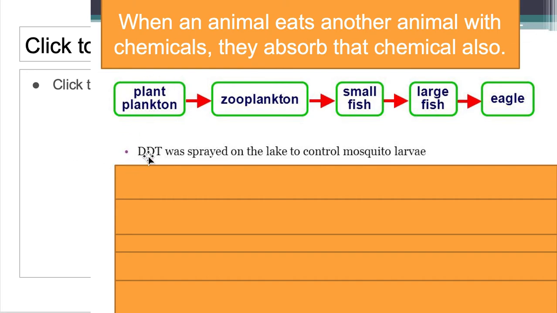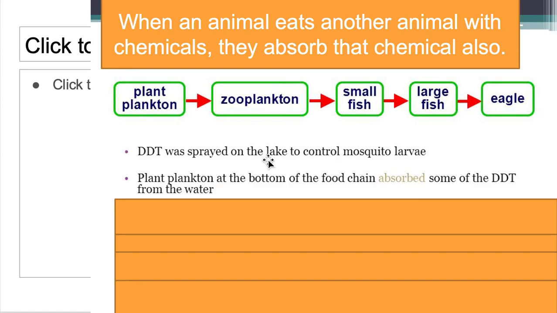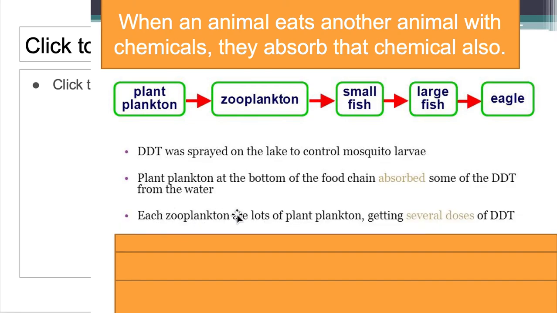Now remember, the DDT is sprayed, and now it has what? It has chemicals inside it. So if the zooplankton eats the plant plankton, will the zooplankton have chemicals inside it? The answer is yes. So the zooplankton will eat the plant plankton, and they're going to absorb some of the DDT from it. Yep, so zooplankton is going to get several doses of DDT from the plant plankton. And as you can imagine, this is going to continue on and on.